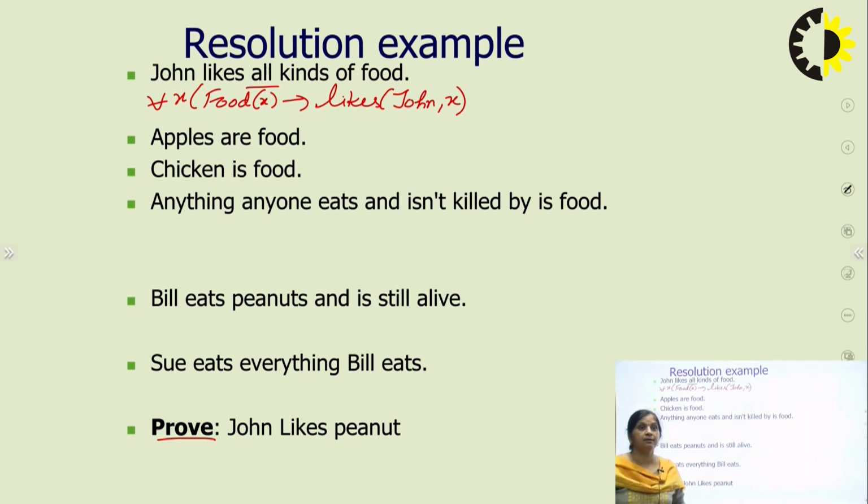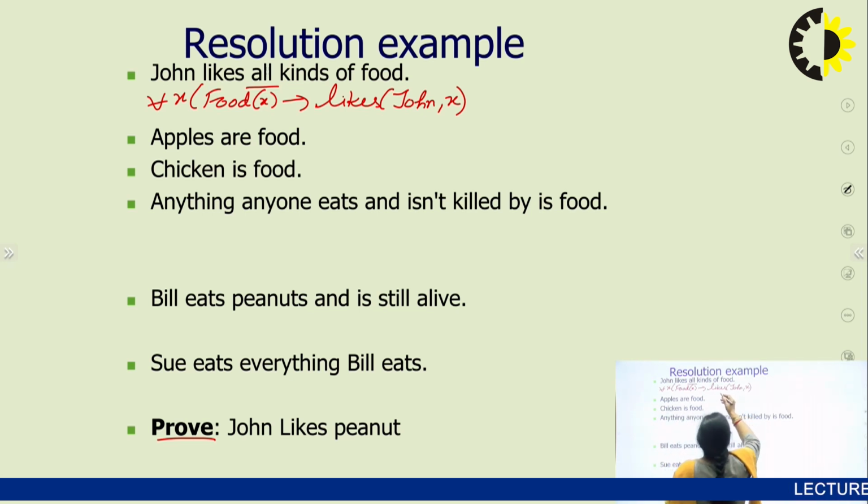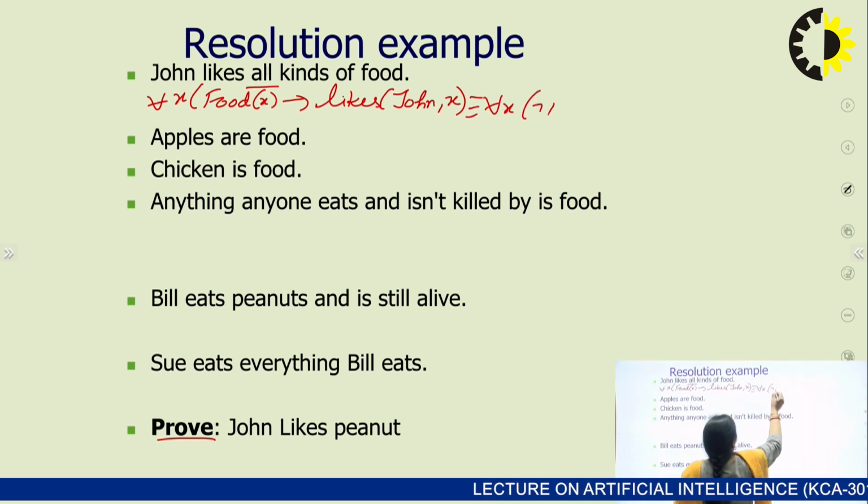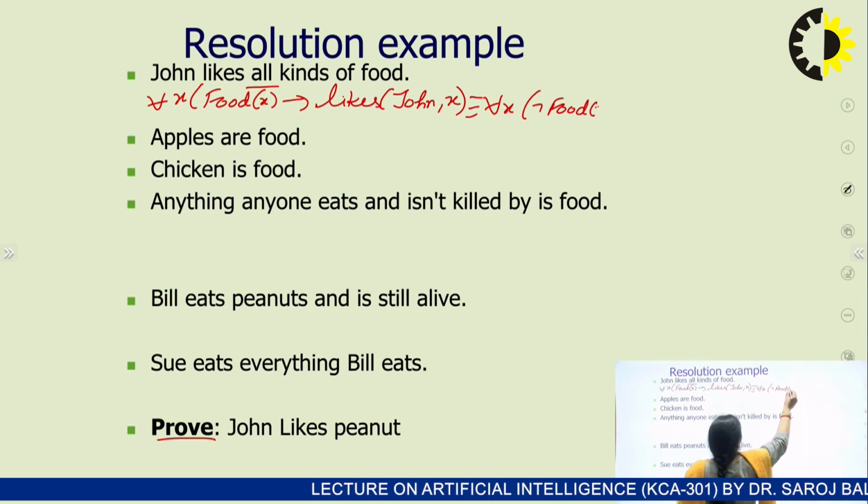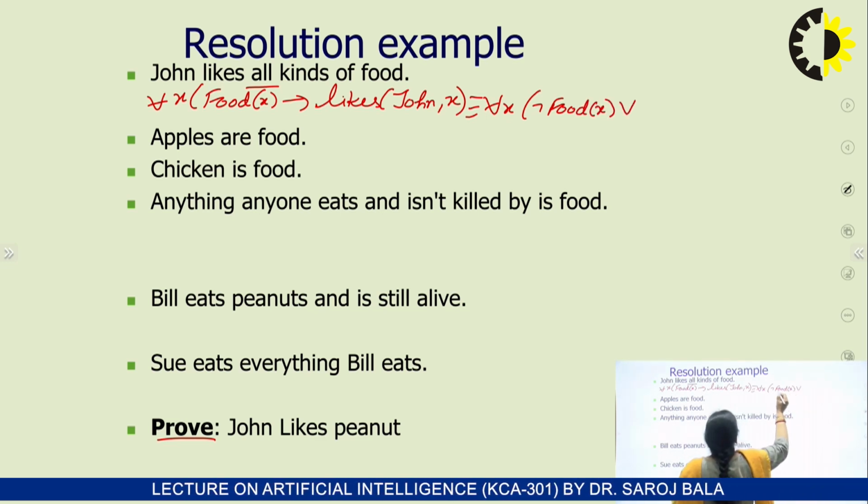Now, if you see this statement, in this we are having one quantifier X and one implication. So what are our steps? Our step says that at first, remove the implications. How do we remove the implication? With equivalence. P implies Q is equal to not of P or Q. That is the logical equivalence. So let us change it to the OR form. So it is equivalent to for all X, not of food X, or John likes X.